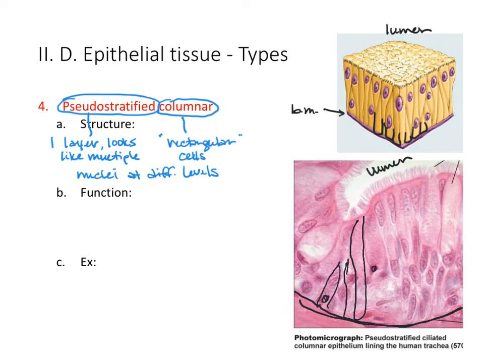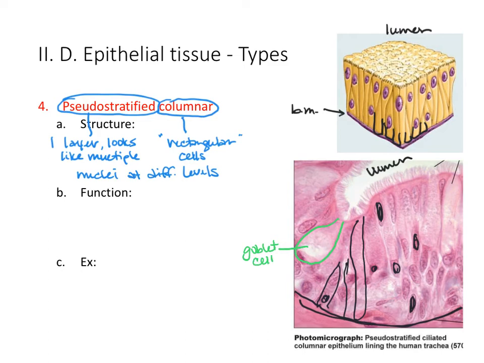The nuclei are sort of all over the place and messed up. So again, this is a pseudo-stratified. It's messy though, sometimes it's hard to tell. Now this thing that I'm seeing right here is something that we talked about in the other picture, but we didn't point it out because it didn't have one. And that would be a goblet cell.